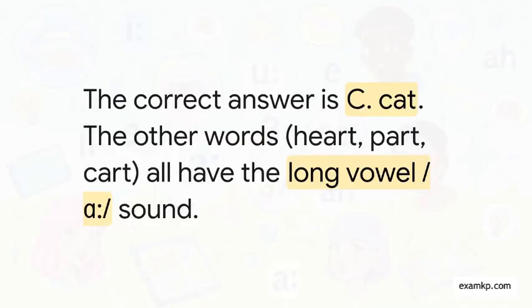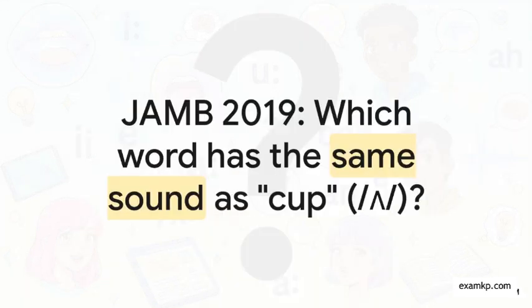If you picked cat, you are absolutely spot on. That is our tricky a sound. And did you notice the distractors? Heart, part, and cart. They all share that long ah vowel sound. Excellent work. Let's try another one. This time from a JAM paper.